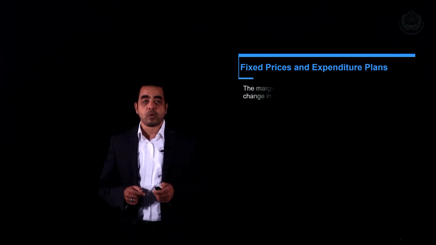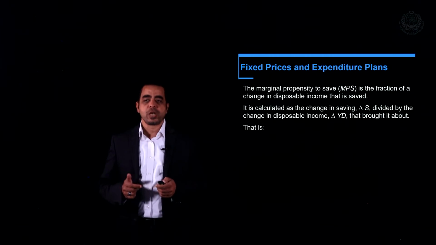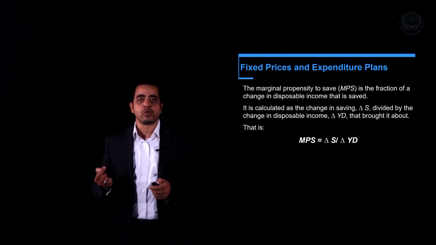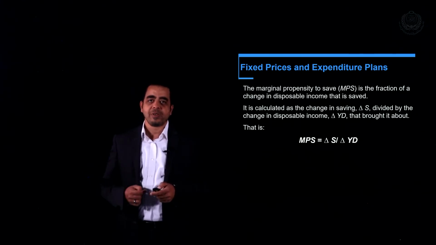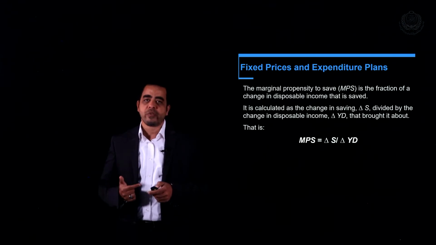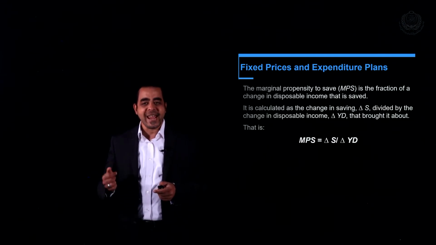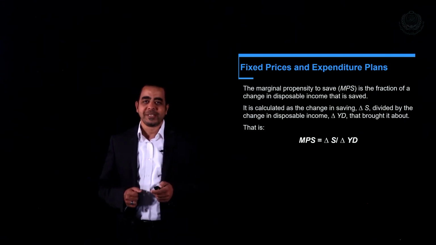The same goes for the marginal propensity to save, which answers the question: if my income increases by £1, how much of it will go to savings? So the marginal propensity to save will equal delta S over delta YD. So it is the change in savings over the change in disposable income.